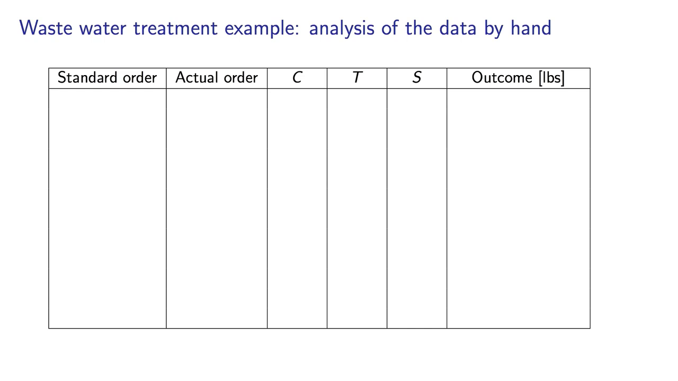We will always present our data and analyze it using what we call standard order. Standard order requires that we create a column for each of our factors, so C, S, and T. Note that I could have used A, B, and C for the three factors, but very often we will switch to letters that actually match our factor names, but you don't have to. So back to the standard order table.